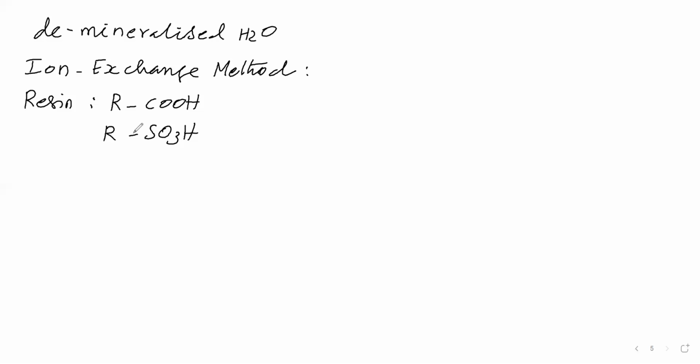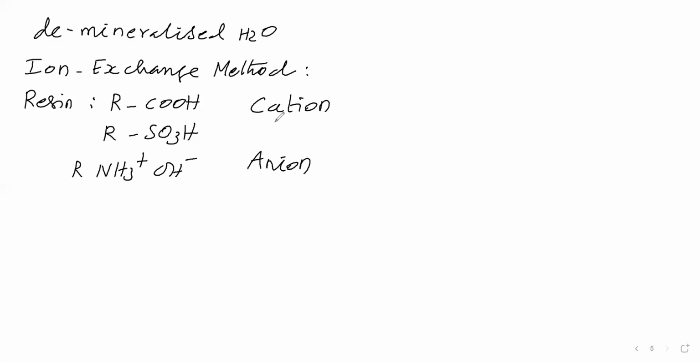The next one is ammonium hydroxide. These resins we are using are organic compounds. In these resins, two types are there. One is called cation exchange resin. Another one is called anion exchange resin.